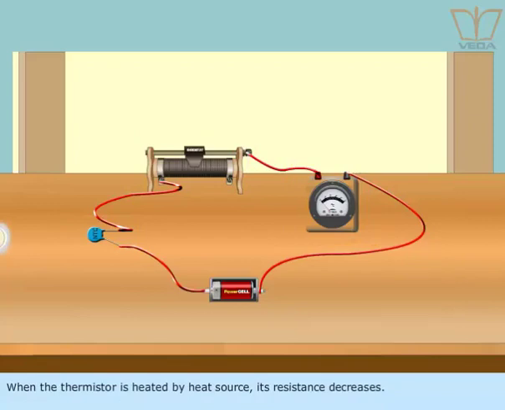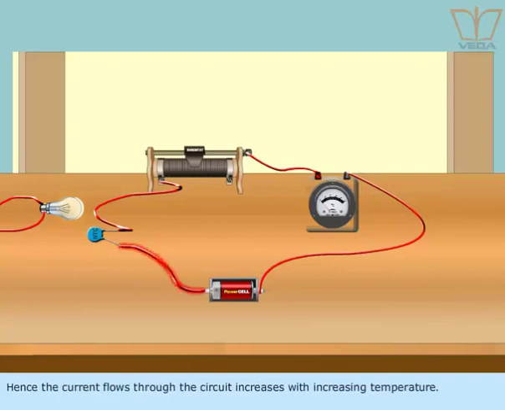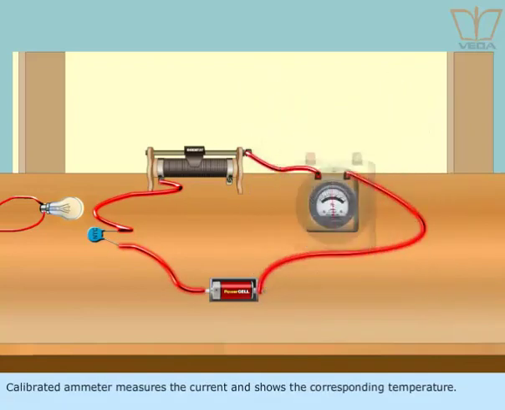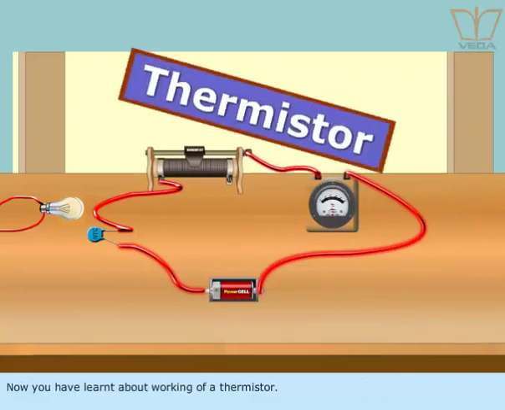When the thermistor is heated by heat source, its resistance decreases. Hence, the current flowing through the circuit increases with increasing temperature. Calibrated ammeter measures the current and shows the corresponding temperature. Now you have learned about working of a thermistor.